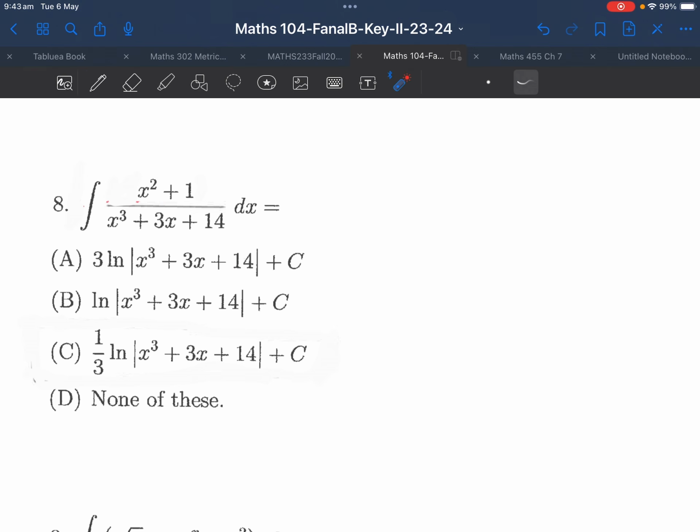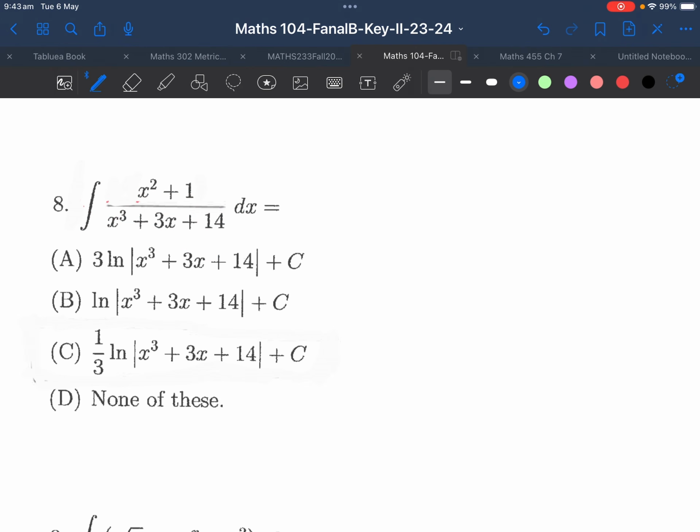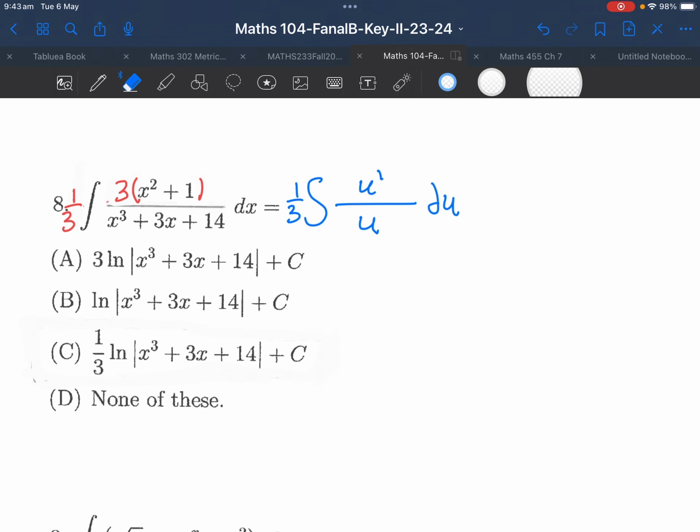Question 8, again, if we think about this as u, what is u prime? U prime will be 3x plus 3, which is the same as, if you take 3 as common factor, 3 times x plus 1. However, I don't have 3 here. So what we need to do, we will add 3, and I will divide by 3. So we will have the integral of u, and here I have u prime du. Sorry, this is dx.